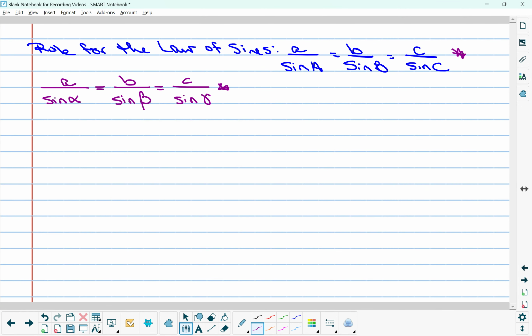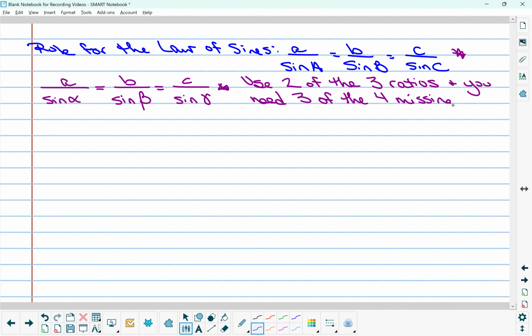All right? When you use these, you're going to use two of the three ratios to solve, and you need three of the four missing pieces. Okay, let me give you an example. And also, you should probably know that these are all set up in Varsity as solve the triangle. So you're going to have to find everything. But we'll start like this.